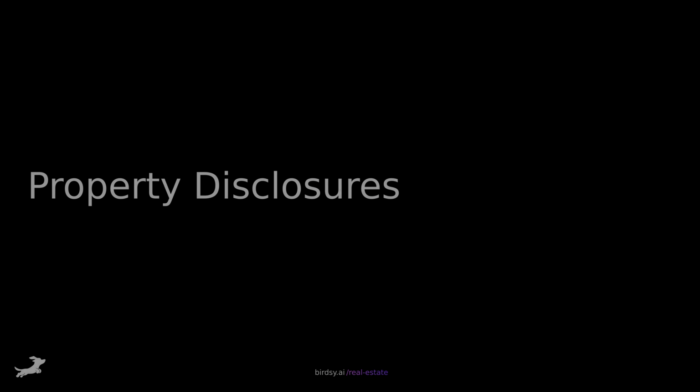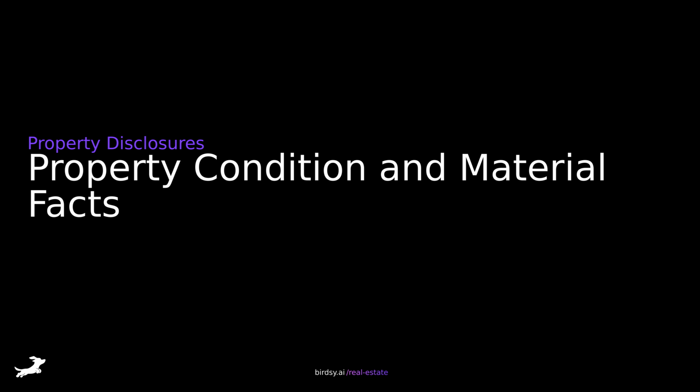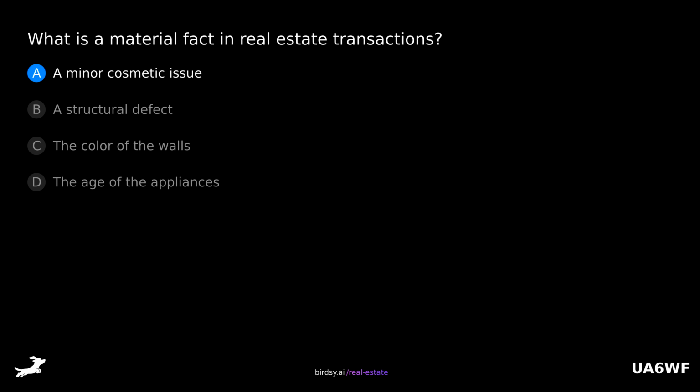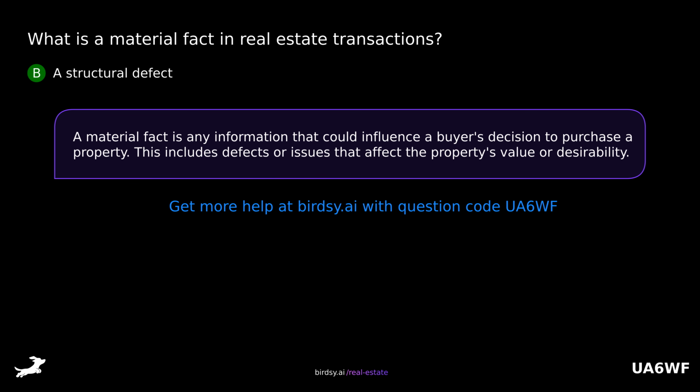Property disclosures. Property condition and material facts. What is a material fact in real estate transactions? Is it A, a minor cosmetic issue? B, a structural defect? C, the color of the walls? Or D, the age of the appliances? The answer is B, a structural defect. A material fact is any information that could influence a buyer's decision to purchase a property. This includes defects or issues that affect the property's value or desirability.